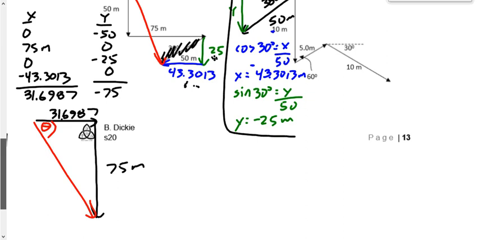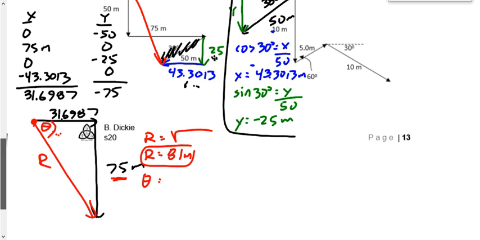So let's solve for r. The hypotenuse, square root of 31 squared plus 75 squared, equals 81 meters. And theta, always going at the start of the vector diagram, is the inverse tan of 75 over 31, opposite over adjacent, and it gives me 67 degrees. And that's measured from the east, but yet we're going south from the east. We're south of east.